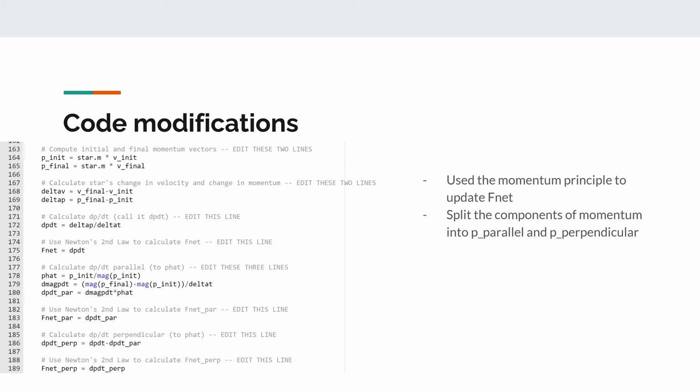And then to find dp dt perpendicular: dp dt perpendicular and dp dt parallel are just both components of dp dt. So you can find dp dt perpendicular by subtracting dp dt parallel from dp dt, and that's what I did. And then again, F net perpendicular is just dp dt perpendicular, since net force and dp dt are the same thing.